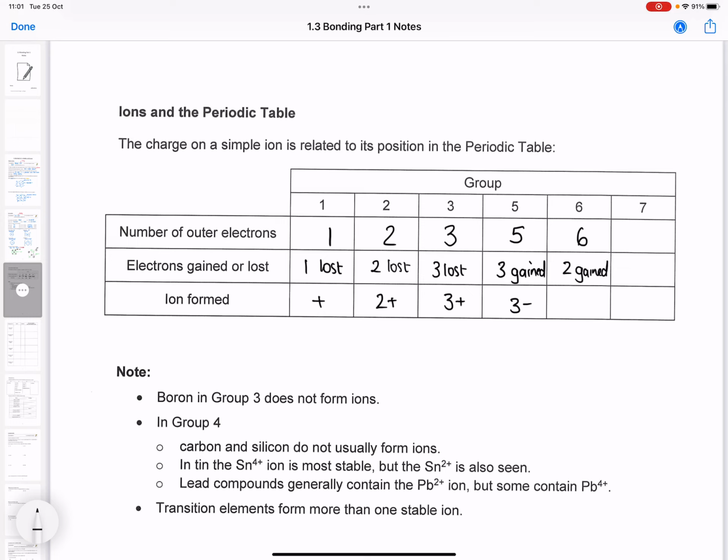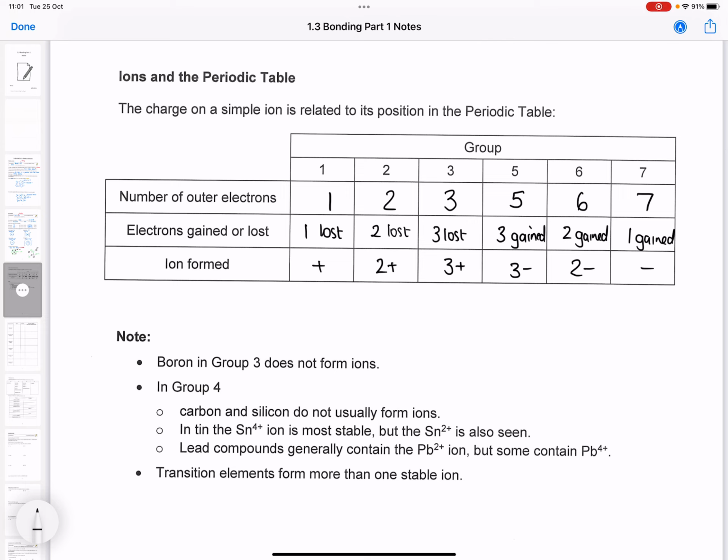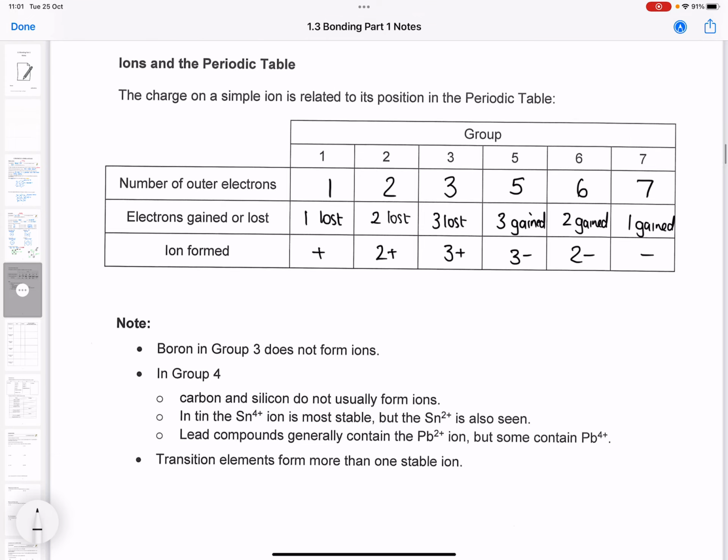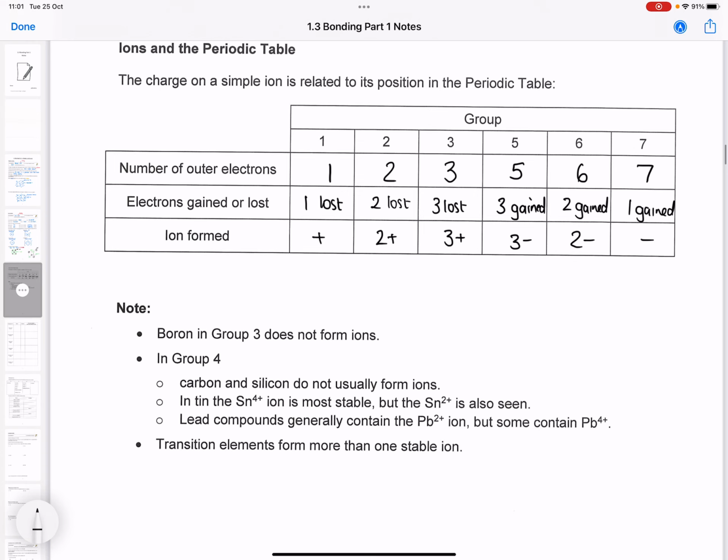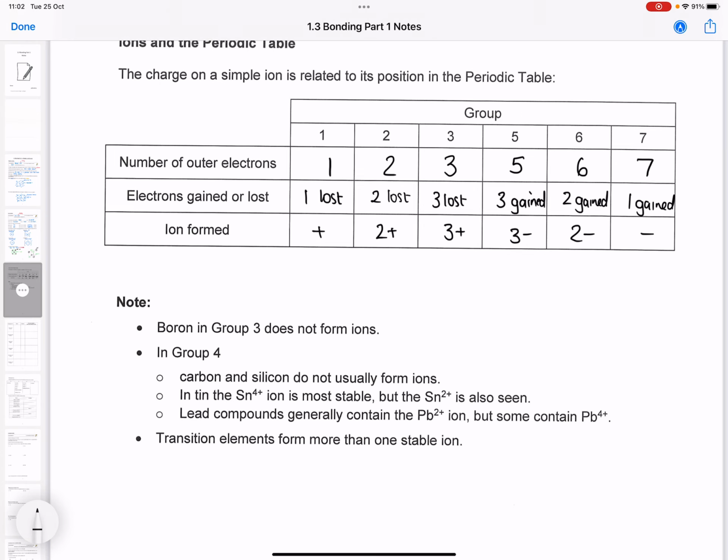In group 6, they would gain 2 to become 2 minus, and in group 7, have 7 outer shell electrons, so there'll be 1 gained to become 1 minus. Just some notes, boron is in group 3, and boron is a non-metal even though it's in group 3. It's the only non-metal in group 3, so it doesn't form ions, it forms covalent bonds. Carbon and silicon in group 4 form covalent compounds, don't usually form ions.